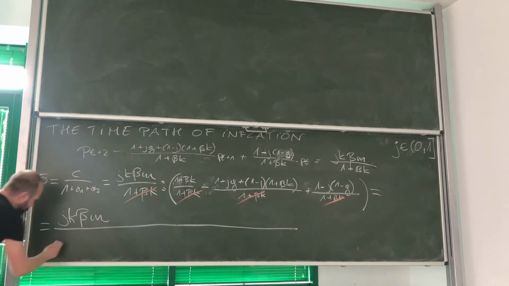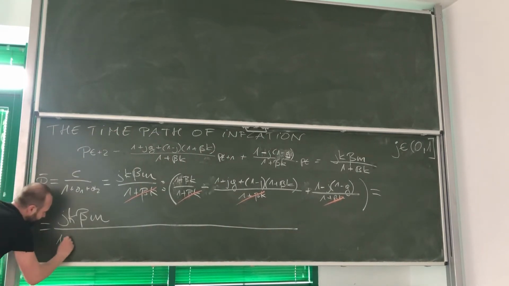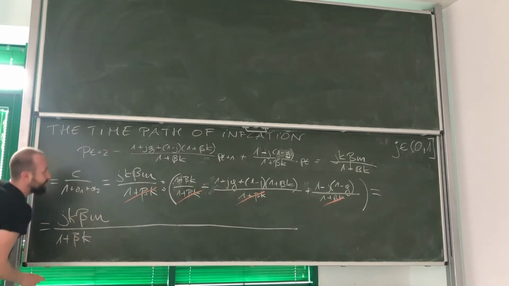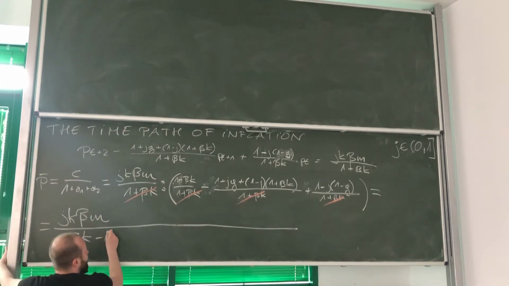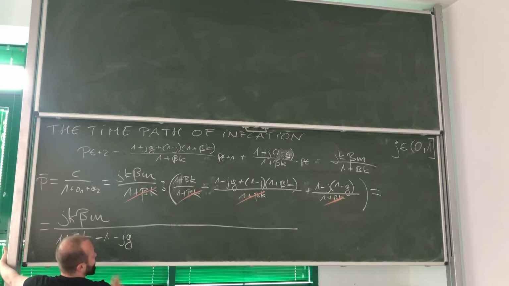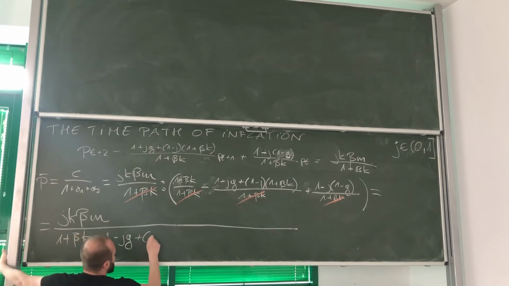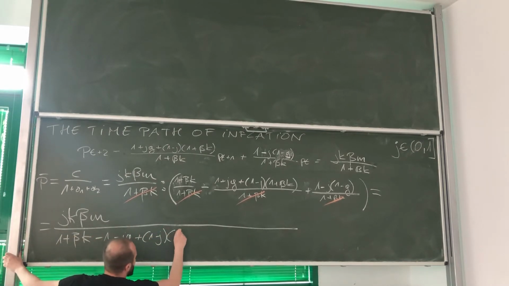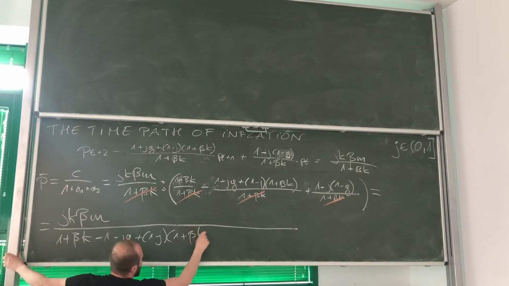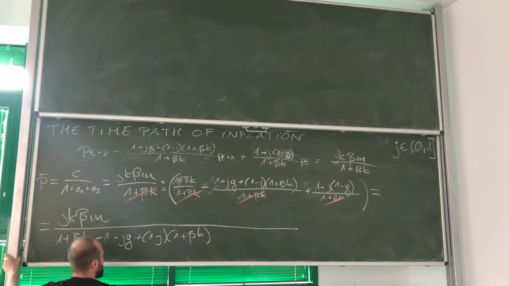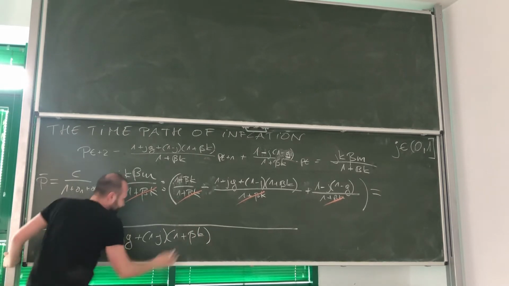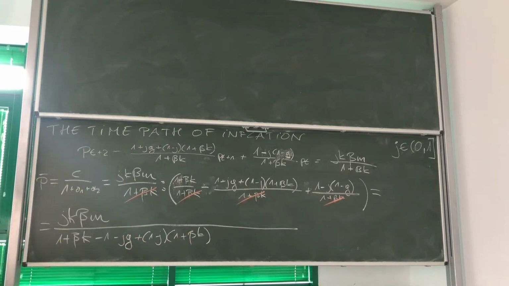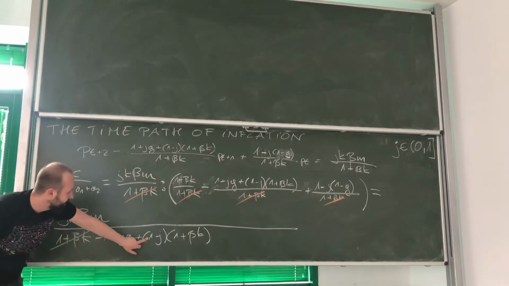And what will we get? Okay, 1 plus beta K, now minus 1 minus J, G, plus 1 minus J times 1 plus beta K. And look, let's get rid of a couple of things right away. We can get rid of this expression, and here we've got 1.